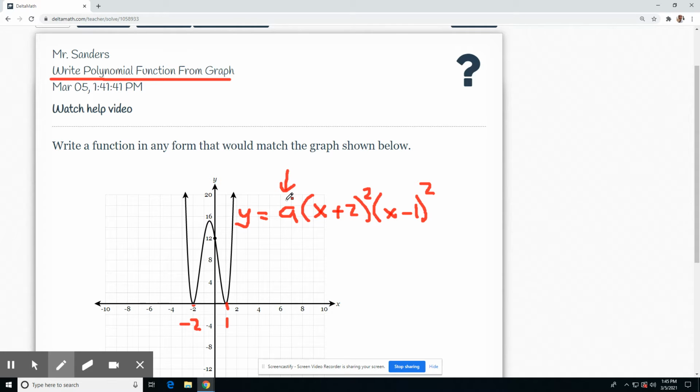To find out what a is, the easiest thing is if they give us a y-intercept. Yay, and that's exactly what they did. That's the point right here. That's the point, x is 0, y is 12.